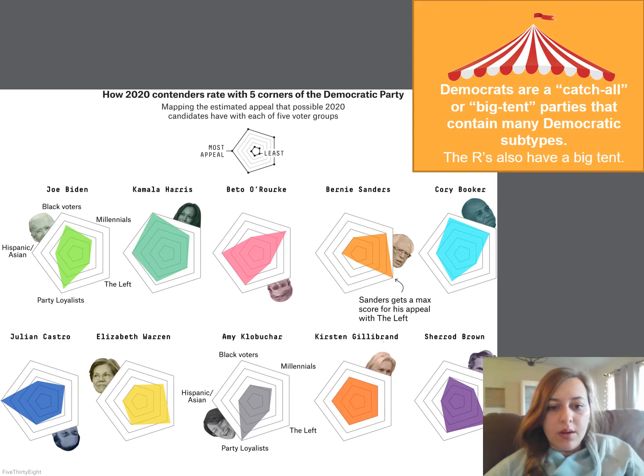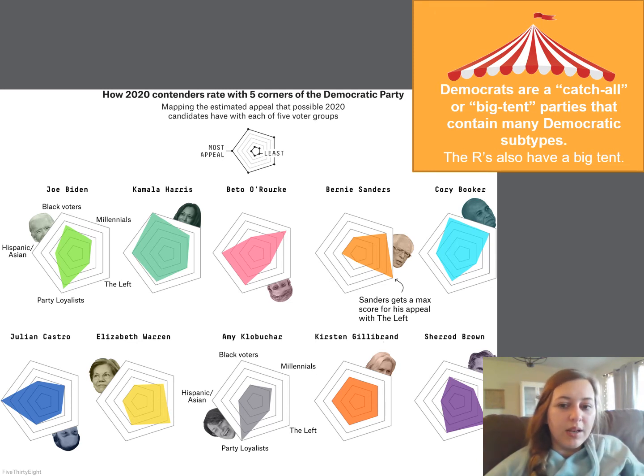diagram were Black voters who, as I said in previous units, have overwhelmingly supported the Democratic Party, Millennials, the left, party loyalists, Asian and Hispanic voters. Okay, and then we look at how these candidates appeal to these different voters, right? And all of that is important when we're thinking about who we nominate for this office, right?